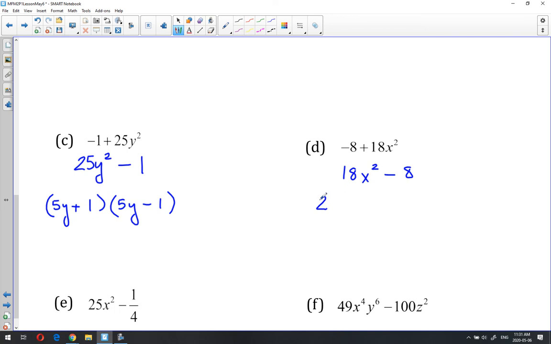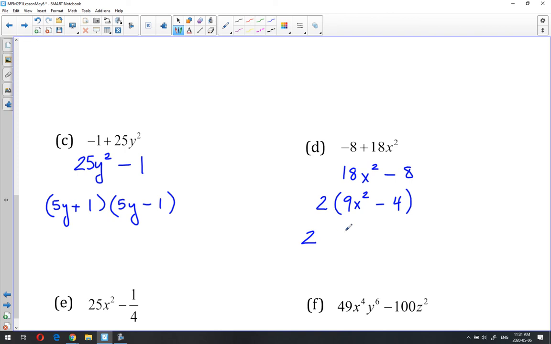So we write the number 2, and then we open up a set of brackets. Right now I'm common factoring, not using difference of squares, but common factoring. 18x squared divided by 2 is 9x squared. And negative 8 divided by 2 is negative 4. And now you'll see that this expression here is a difference of squares. And so this can be factored.